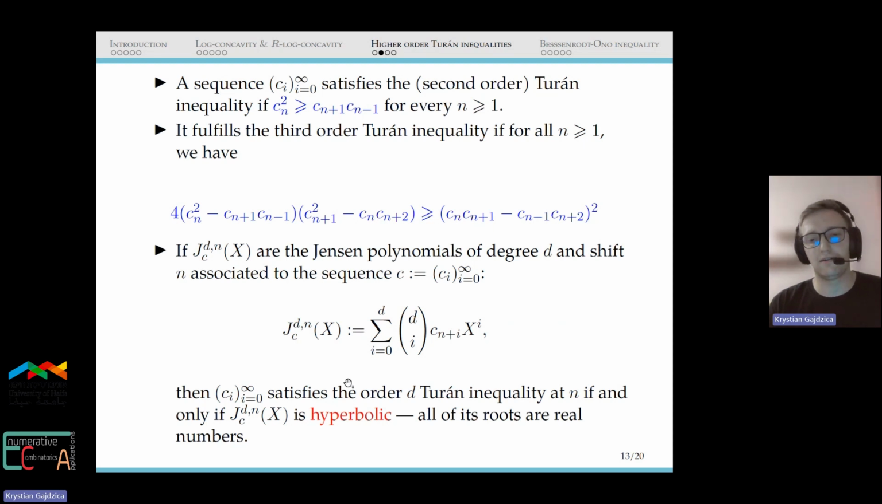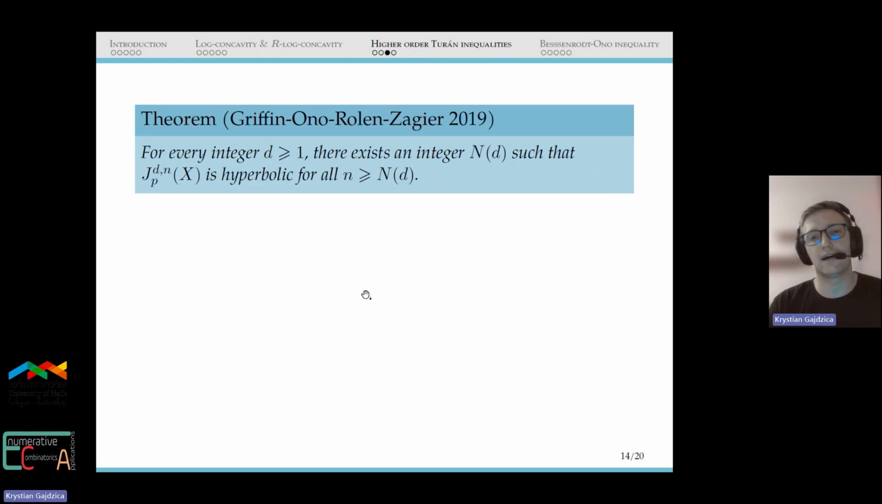And there is a very nice paper by Griffin, Ono, and Zagier, which delivers a very efficient tool to deal with the higher order Turán inequalities for various combinatorial sequences. In fact, the authors proved that the partition function satisfies the order d Turán inequality for all sufficiently large values of n and every positive integer d.